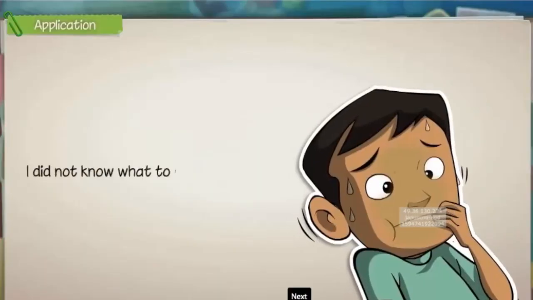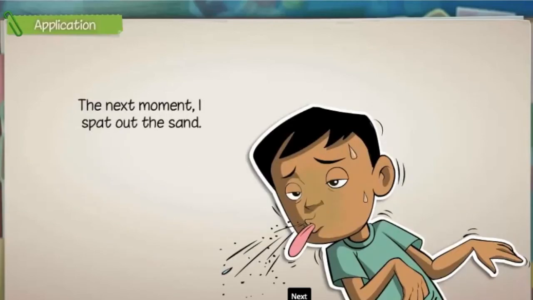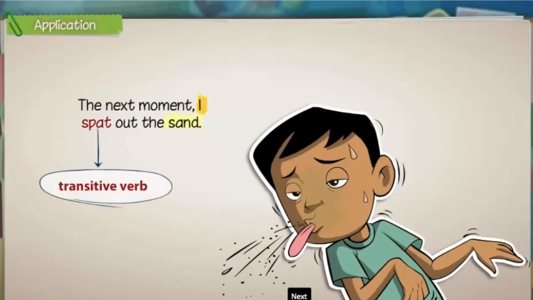I did not know what to do, so I put the cookie of sand in my mouth. In my mouth. Now this is a transitive verb. The next moment I spat out the sand. Spat is a transitive verb. Why? Because you ask the question what. What did I spit? The answer will be sand.